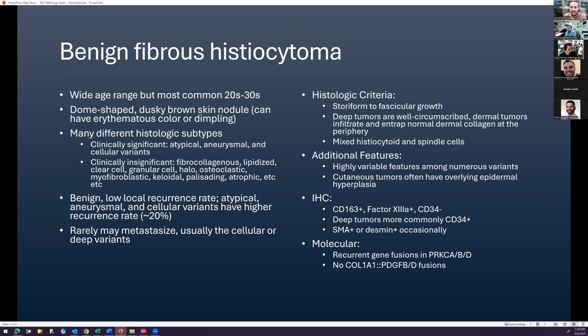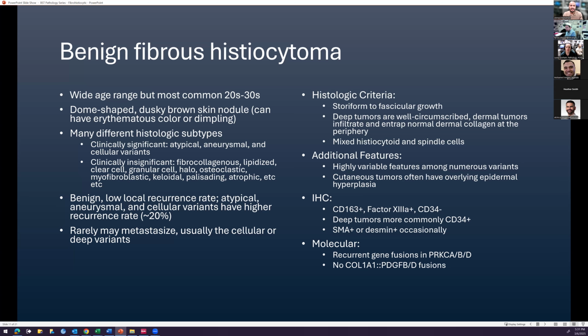Okay, so molecular testing is usually not required, but there can be recurrent gene fusions involving PRKCA, B or D. The important thing is that they don't have COL1A1 fusions, and that's what differentiates it from DFSP. Generally, the more storiform architecture, the septal infiltration, the more monomorphic cells, and the lack of histiocytic differentiation can be enough to differentiate the two. But you can use the fusion if you want.